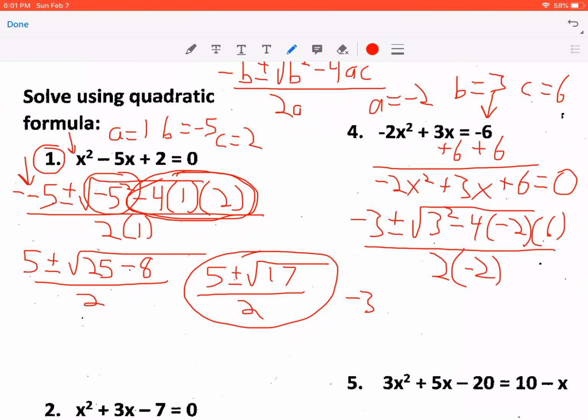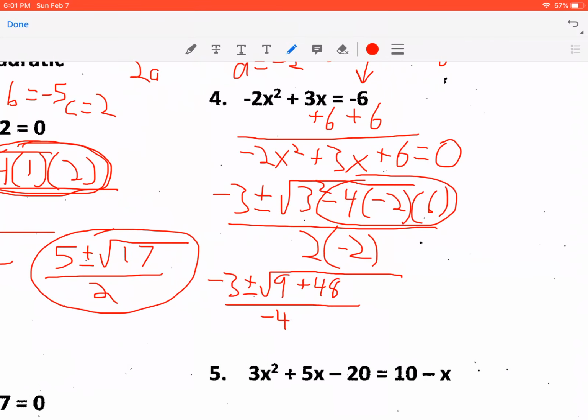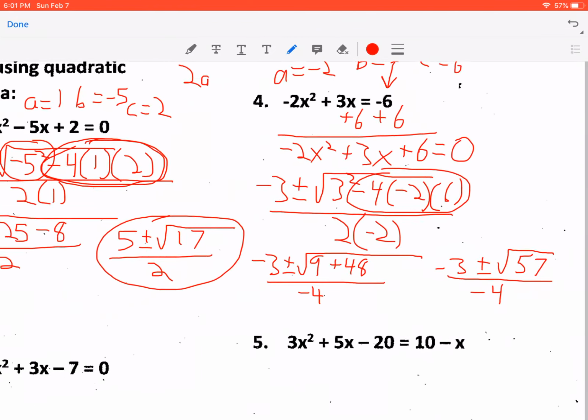All right, let's clean it up. So I got negative 3 plus or minus. 3 squared is 9. These all go together. A minus 4 and a negative 2, that's positive 8. 8 times 6 is 48. Again, you can use a calculator on this, doesn't matter. 2 times negative 2 is a negative 4. So the only thing you can really do is clean up what's inside the radical. So what's 48 and 9? That'd be 57. So it's negative 3 plus or minus the square root of 57 over negative 4. You can leave it like that. That's fine. Can't simplify that, so don't worry about it.